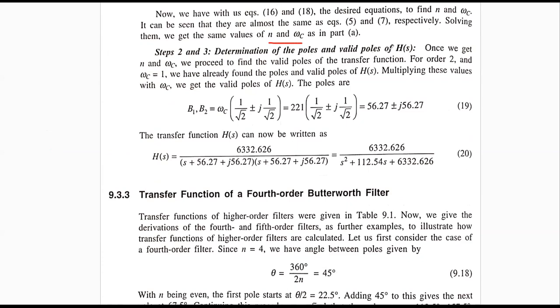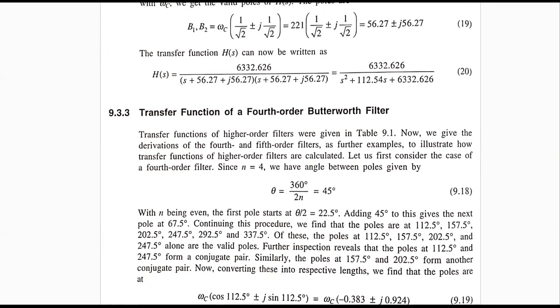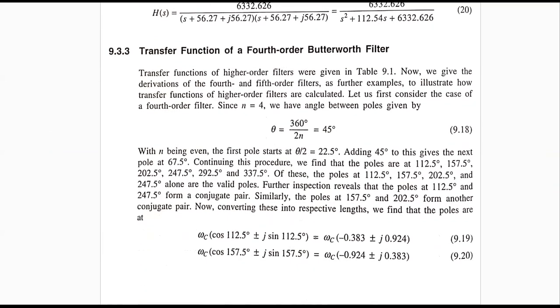After finding the omega value and the n value, we need to move on to the pole locations and the valid poles, and afterwards we can come up with the final transfer function. It can be in the Z domain or in the S domain, so we can put it in the S domain as it is. The transfer function of a fourth order Butterworth filter. We will not repeat the things; we have already done it for n equals 3, the third order filter.